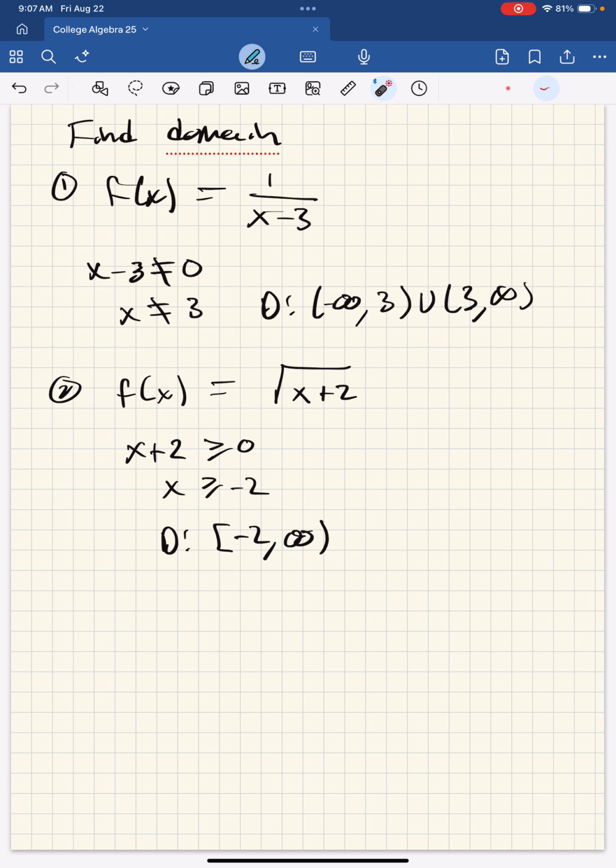On the next example, we have square root x plus 2. And so underneath a square root, we can't have negatives. So the way to describe that using an inequality would be x plus 2 greater than or equal to 0. Subtract 2 from both sides, x greater than or equal to negative 2. And so then we're going to use a square bracket, negative 2 to infinity.